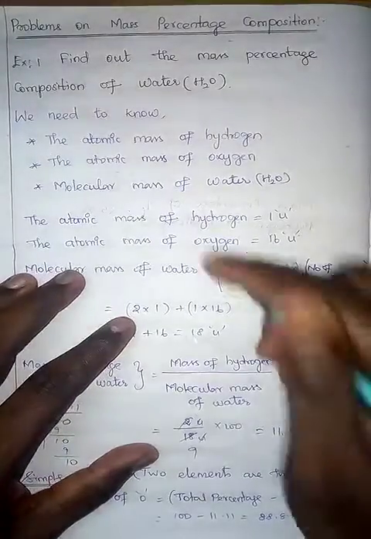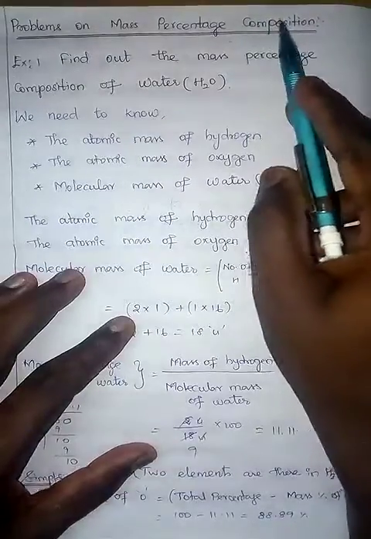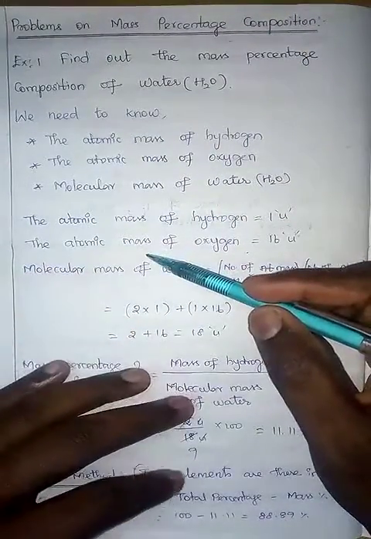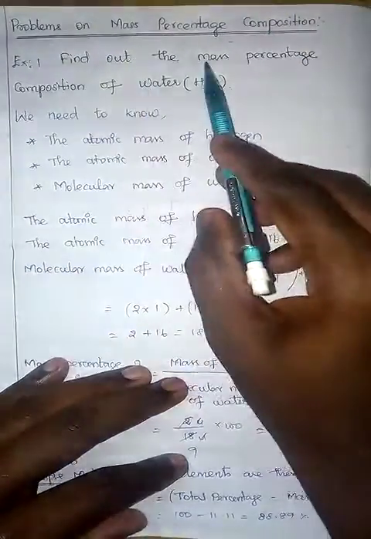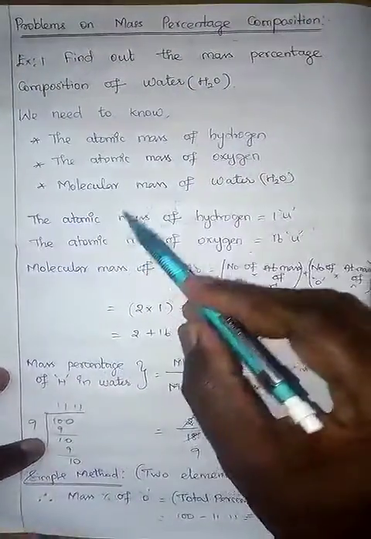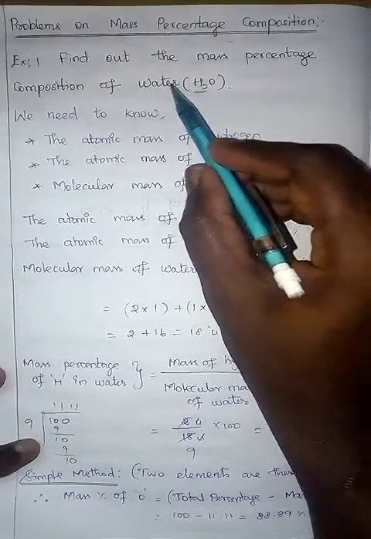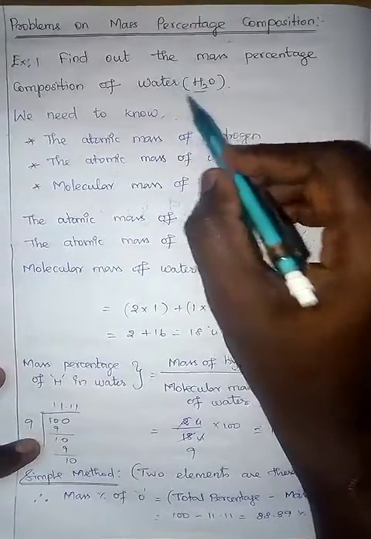Now, in the previous video, we have learned about the mass percentage composition. In this, we will see some examples. Find out the mass percentage of water. So we are going to find out the percentage of hydrogen in water as well as oxygen in the water.